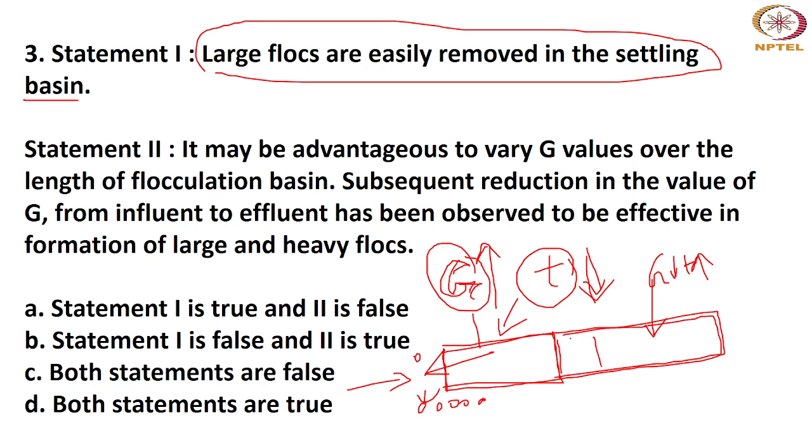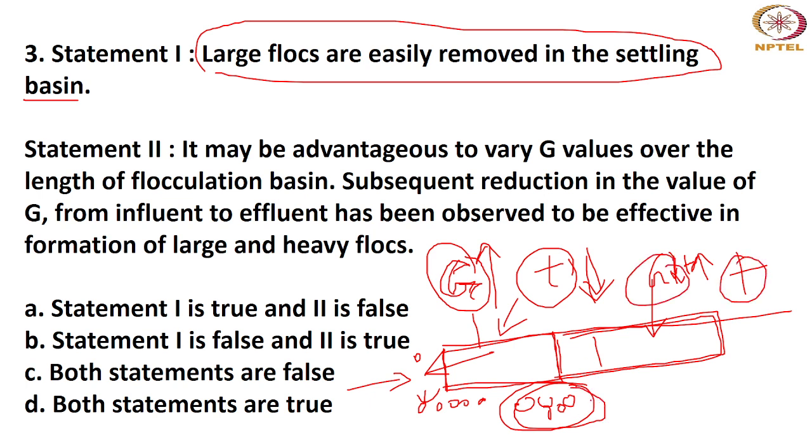But in the second half, what will happen? We are giving more time and reducing the G value. Then these small dense flocs will form bigger flocs. All the small flocs will try to form a bigger floc because time is more here and the velocity is a little bit slower. So it will settle at the end as a large and also dense floc.